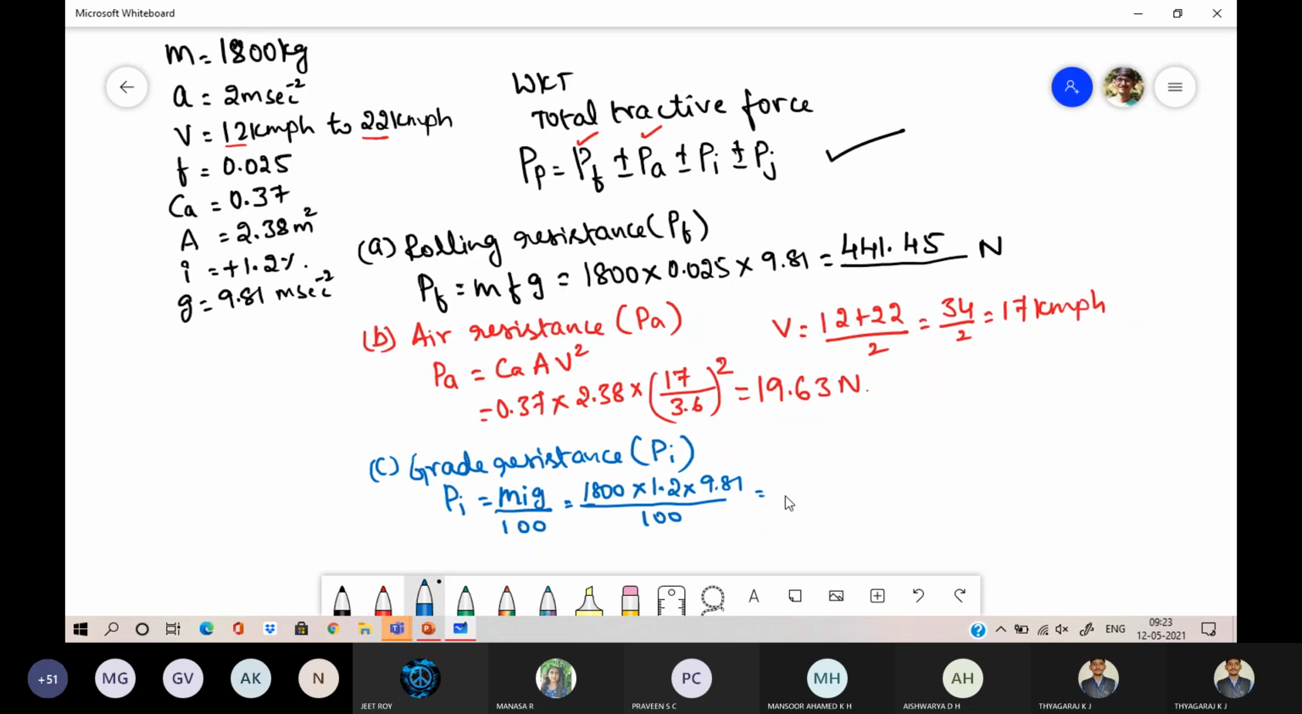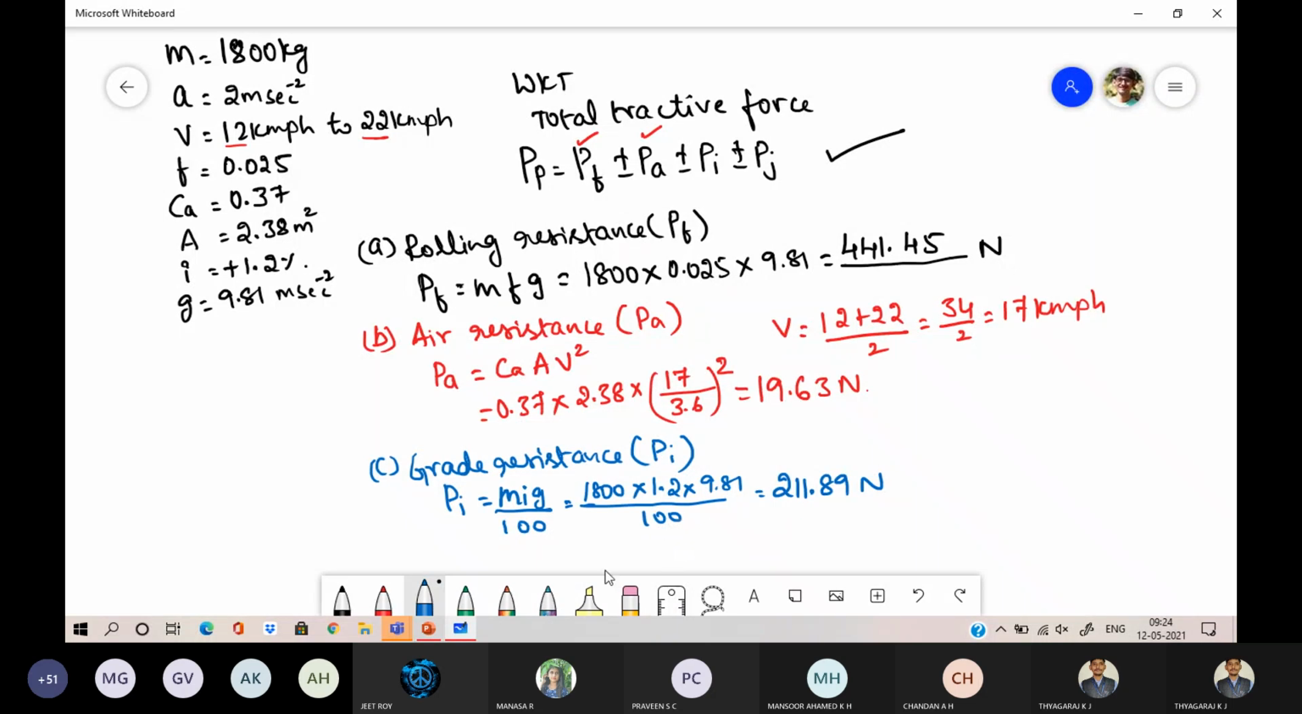Now calculate the grade resistance. How much you are going to get? 1800 into 1.2 into 9.81 divided by 100 is 211.89 Newton. Carefully observe here, don't convert this 1.2 again by multiplying by 100 and dividing by 100. It is already divided by 100, so whatever the i value they provide, you take directly.